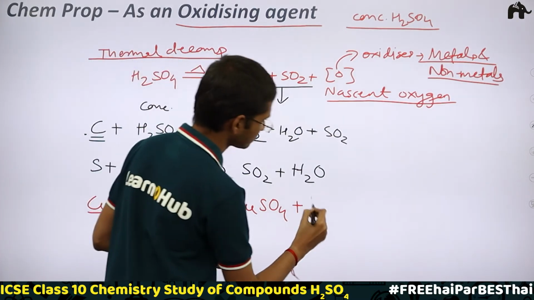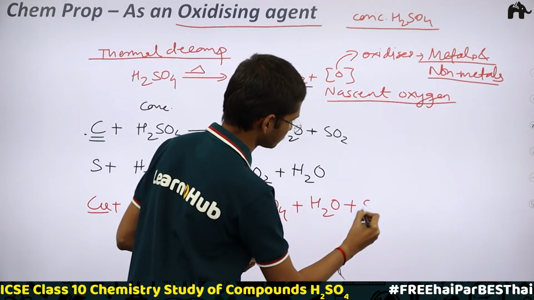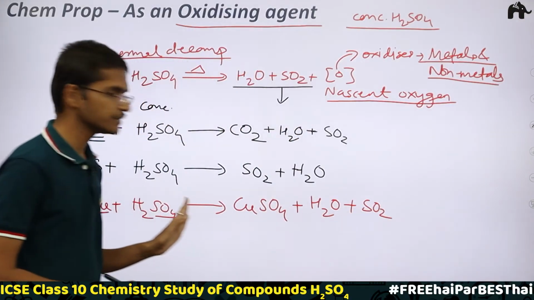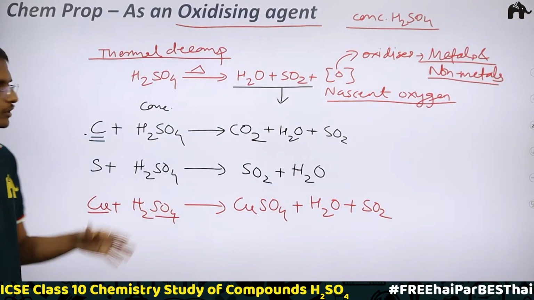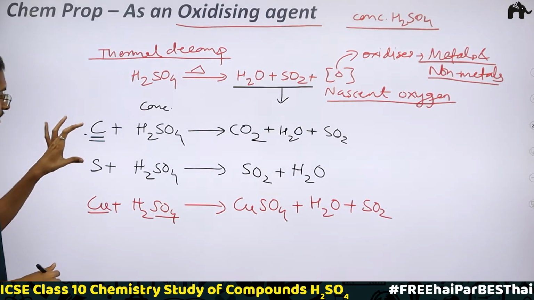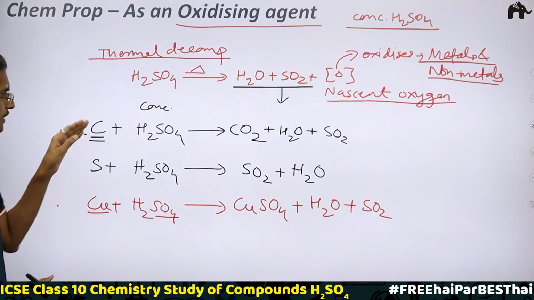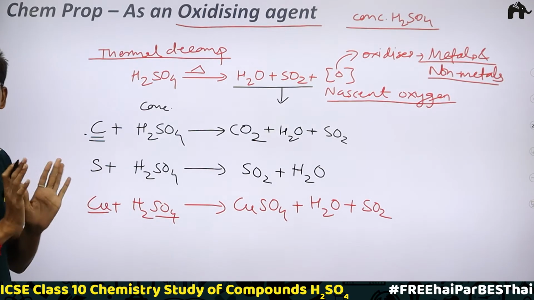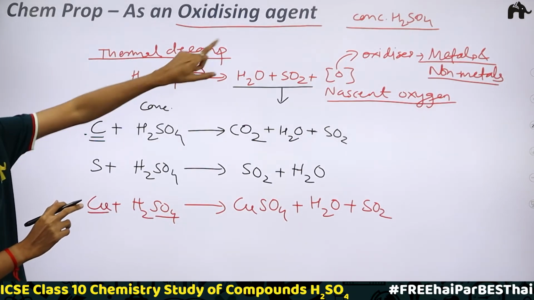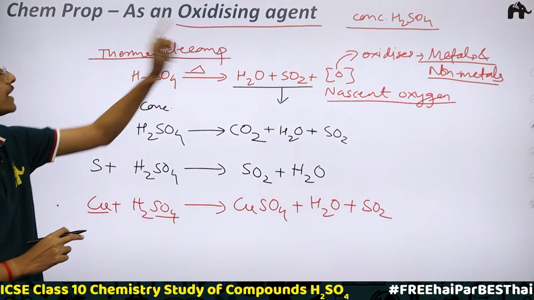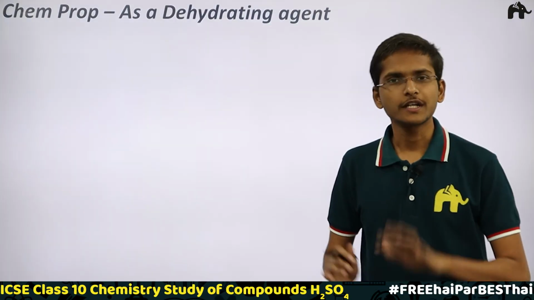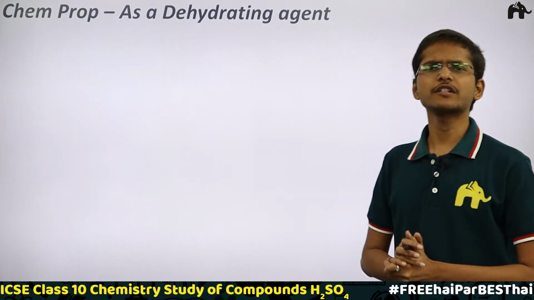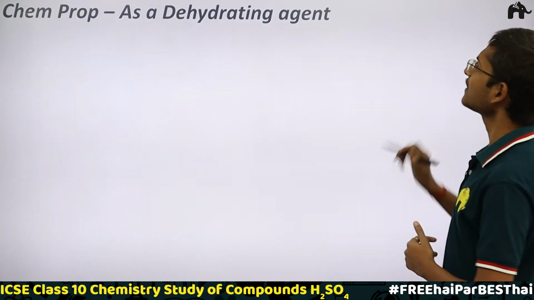Clear with this? The reactions with non-metals like carbon and sulfur, and the reaction with a metal like copper. These three reactions we have to study in our syllabus, okay, for the property of concentrated sulfuric acid as an oxidizing agent. Now let's see the last property of concentrated sulfuric acid, which is the dehydrating agent.